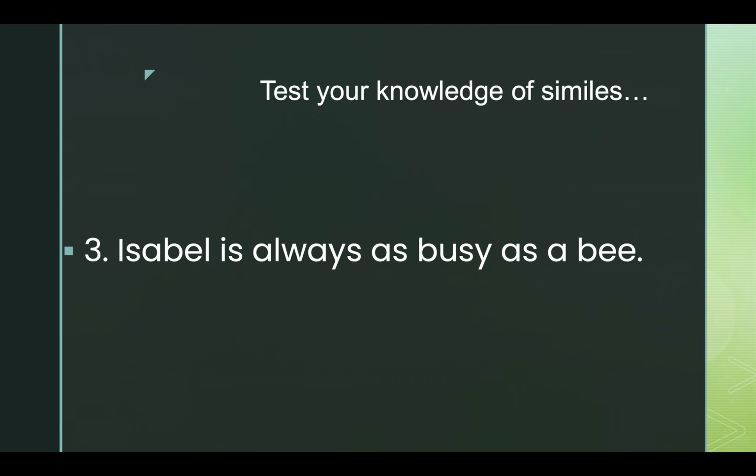Isabel is always as busy as a bee. We kind of alluded to this one already. So this one is very easy. Isabel is being compared to a bee in terms of how busy she is. So the quality that we're looking for is the busyness of the individual.